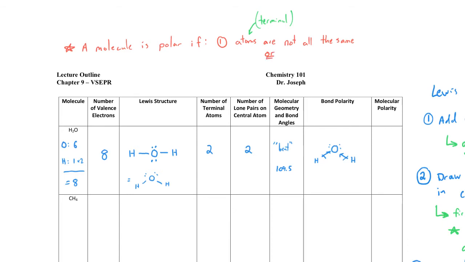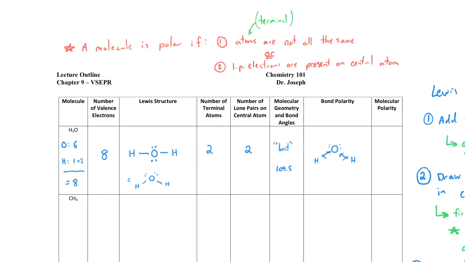Now that's not the only thing that can make a molecule polar. Another thing that makes a molecule polar is if there are lone pair electrons on the central atom. If you look at your Lewis structure and you see that there are any lone pair electrons on that central atom, that makes the molecule polar. So just to recap, a molecule is polar if the terminal atoms are not all the same as each other, or there are lone pair electrons on the central atom. Now you don't need both of these to happen to make a molecule polar, just one or the other.